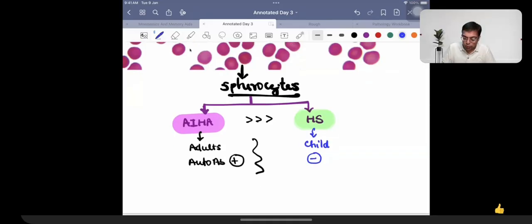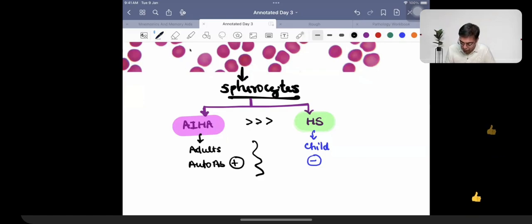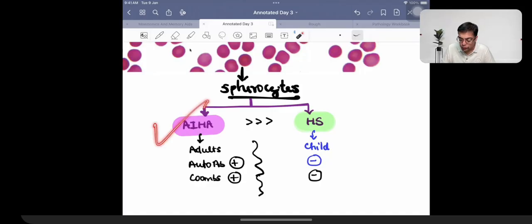Can we detect autoantibodies? The answer is yes. We perform a test called the Coombs test. So the Coombs test is positive in autoimmune hemolytic anemia. The Coombs test is negative in hereditary spherocytosis. So whenever you are asked a question in the exam about the presence of spherical RBCs, please remember autoimmune hemolytic anemia is a much more important cause of spherocytosis in comparison to hereditary spherocytosis.